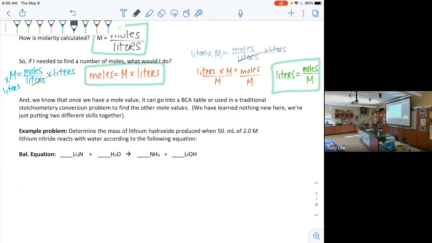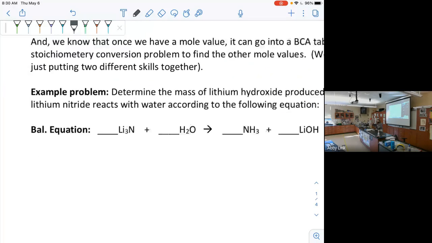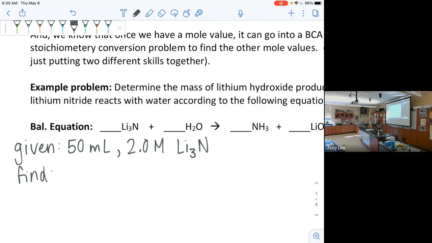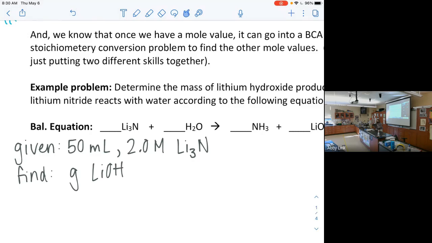So you know the deal. Let's identify our given and our find first. We're given 50 milliliters and 2.0 molarity of the lithium nitride, which is the Li3N compound. We're asked to find the mass, so grams of lithium hydroxide, which is the product there, the LiOH.